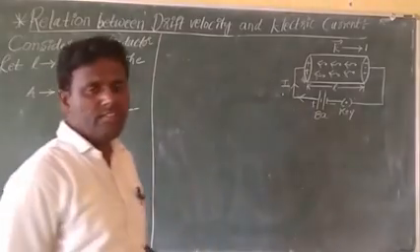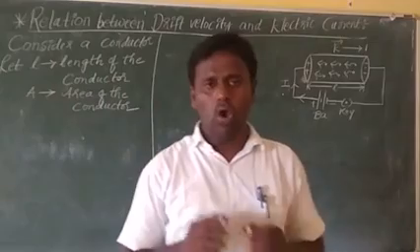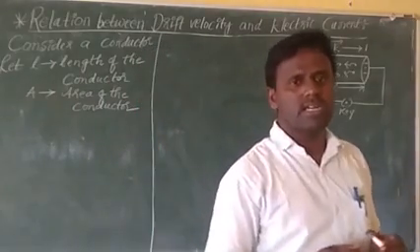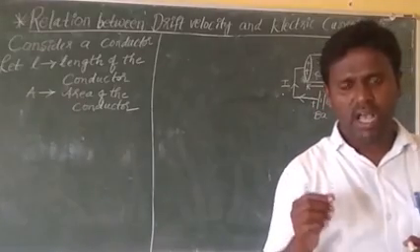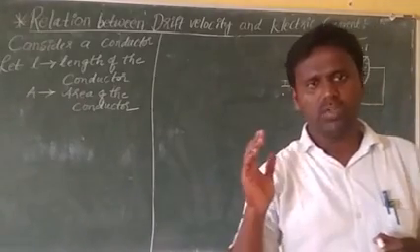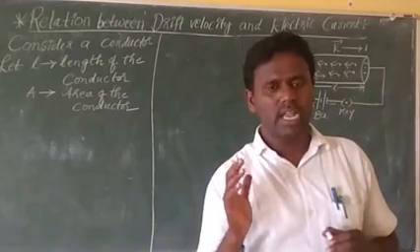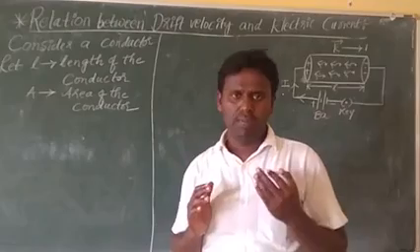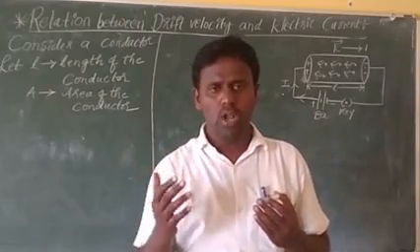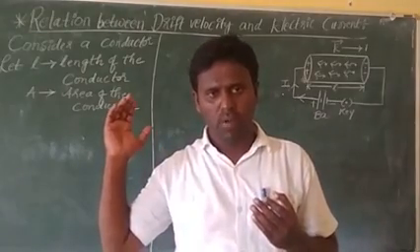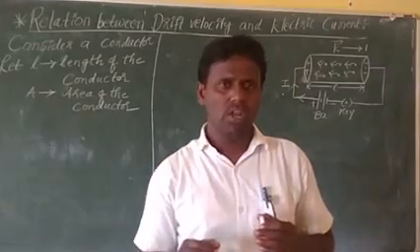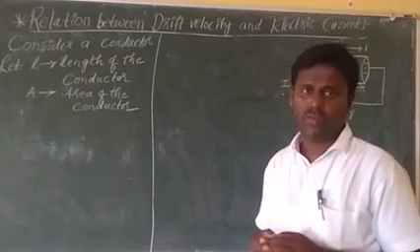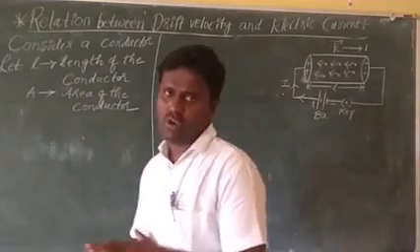In the last class, I told you how many electrons are present per unit volume of the conductor. In a wire, 10 to the power of 29 electrons are present per cubic meter of the wire. Per cubic volume means per unit volume of the wire. So 10 to the power of 29 electrons are present.